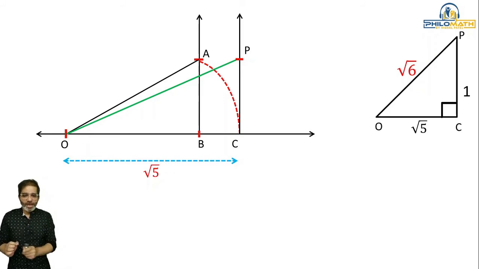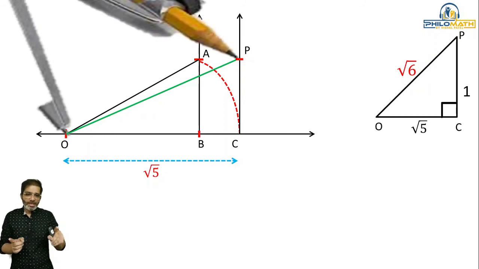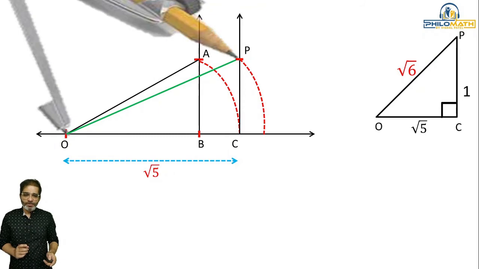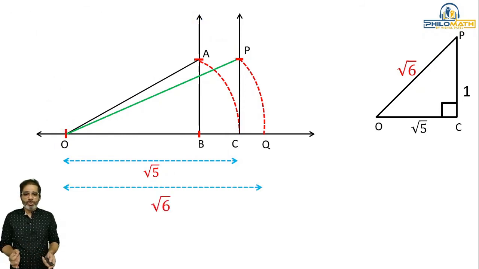Have a look at triangle PCO in the rough figure. We have constructed that triangle over here. So PO is root 6. Now again with the help of a rounder, I am going to trace that root 6 on the number line. Same thing, keeping the rounder point at O and the pencil point at P, I am going to cut an arc on the number line. Let me take that point as Q. So I can say that OQ is root 6.